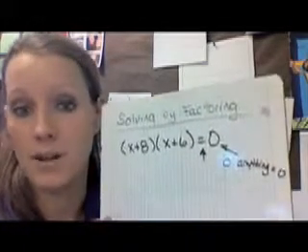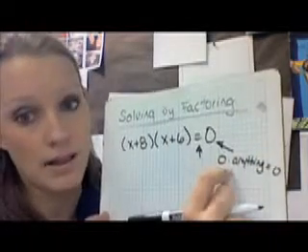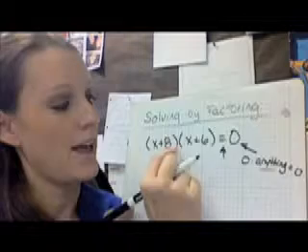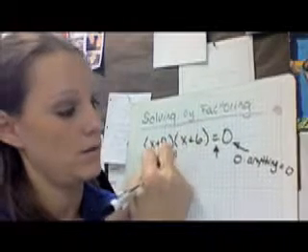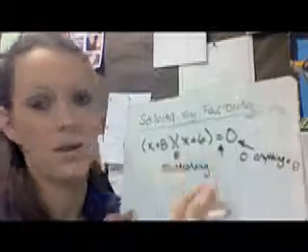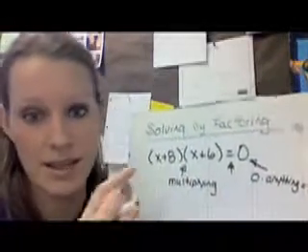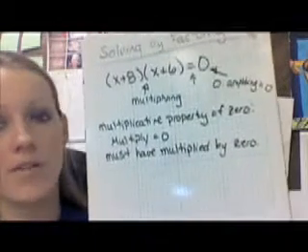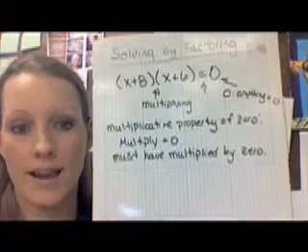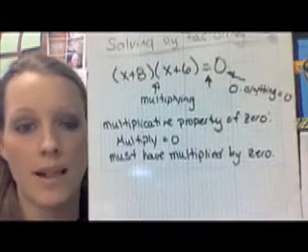The multiplicative property of 0 says if it equals 0 when I'm multiplying, then I must have multiplied by 0. So this is important. I have multiplying right here, and it equals 0. That's the key. If I'm multiplying and it equals 0, I must have multiplied by 0. And I don't have that property with anything else.